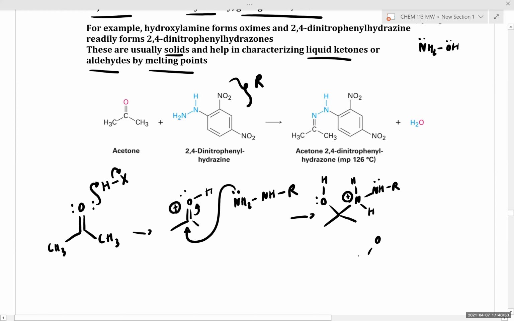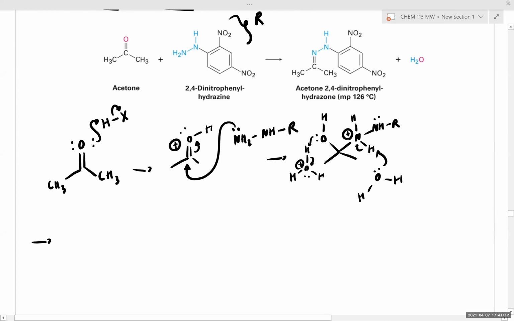From here, there is going to be a series of proton transfers, and we will be able to isolate and observe our imine after loss of water.